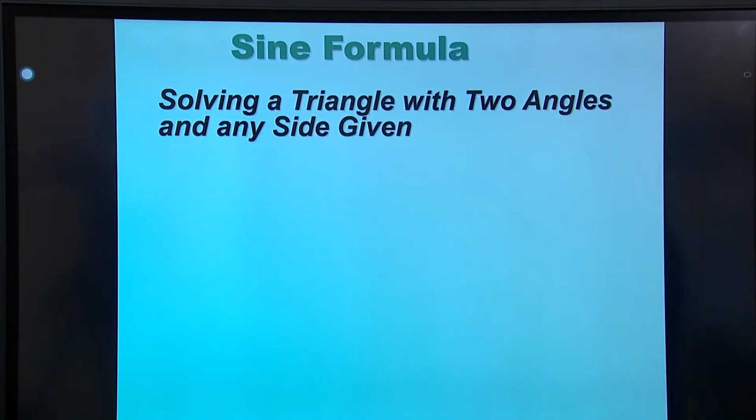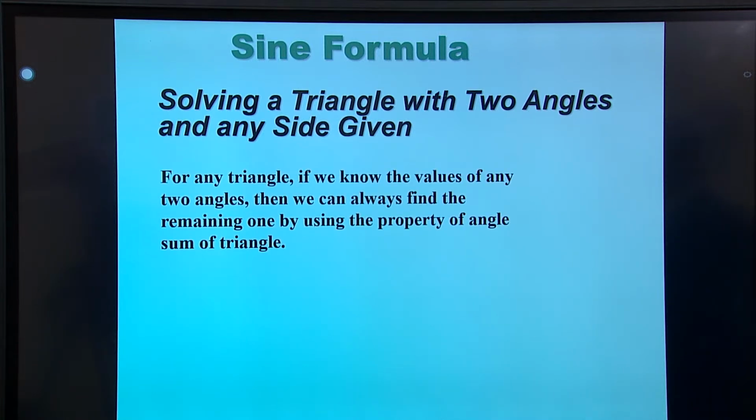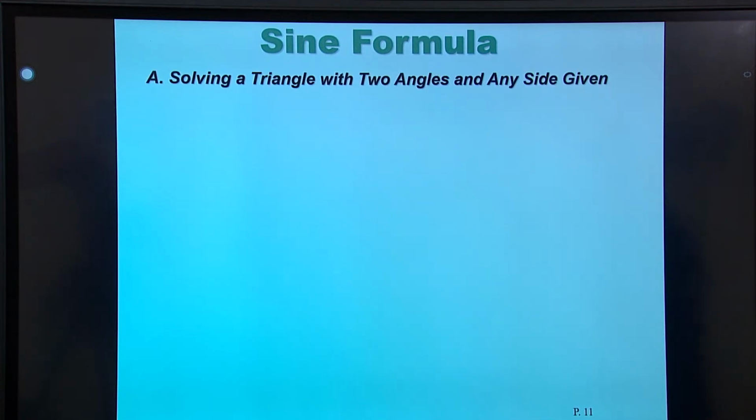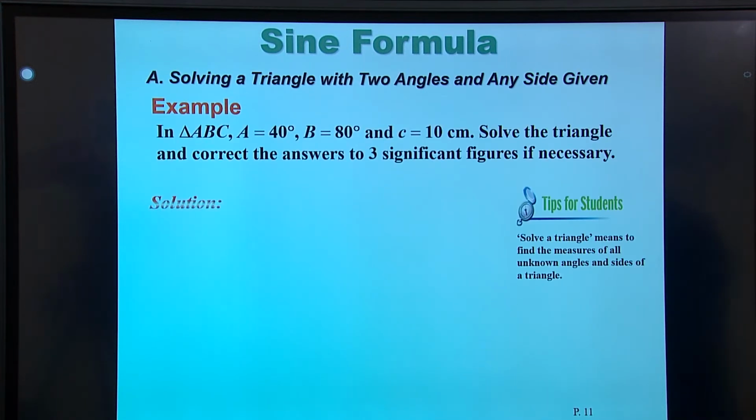All right, let's look at some problems very quickly. For any triangle, if we know the value of two angles, we can find the remaining one by using the angle sum property of a triangle, that we know. If we know the length of one side, we can use the sine rule to find the length of the other sides. Okay, so let's have a look at this.